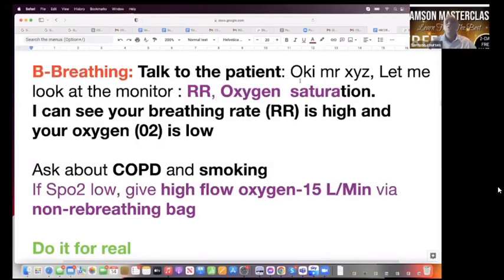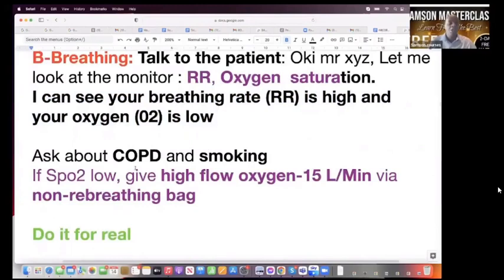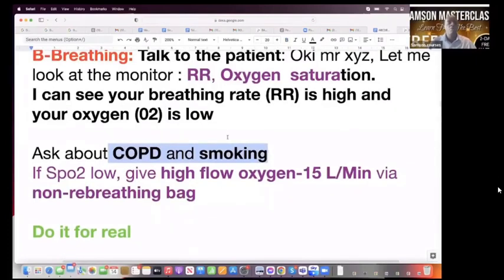Okay, let me look at your monitor. Okay, Mr. Brown, let me look at the monitor. I can see that your oxygen is low and your breathing rate is high. Try to use layman's terms, because in this particular situation, there will be a monitor for you to look at. Now, I need to give you some oxygen. Can you tell me, do you smoke? Have you ever been diagnosed with COPD? No. So I'm going to be giving you high flow oxygen.